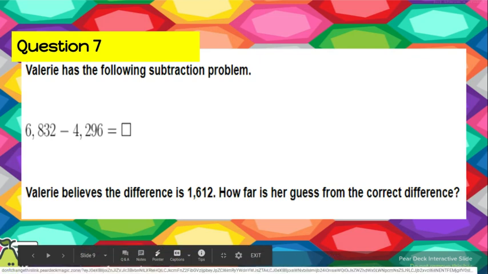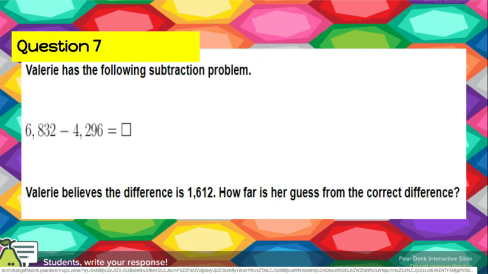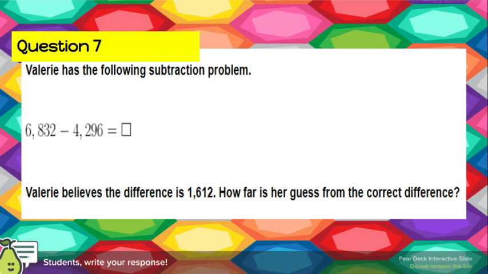The next question is going to be question 7 on your Google form. It says Valerie has the following subtraction problem. 6,832 minus 4,296. Well, that doesn't sound too bad. They're big numbers, but we know how to subtract.